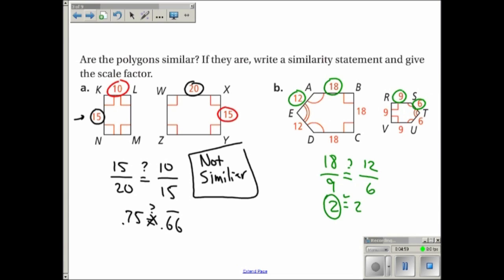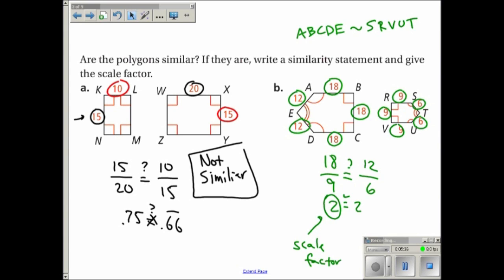So we'll look at that number. 18 over 9 is 2, and 12 over 6 is 2. Okay? So they all have the same ratio, the same scale factor, and so these two pentagons are similar. So my similarity statement is ABCDE is similar to, make sure the order is the same, SRVUT. And the scale factor is 2.